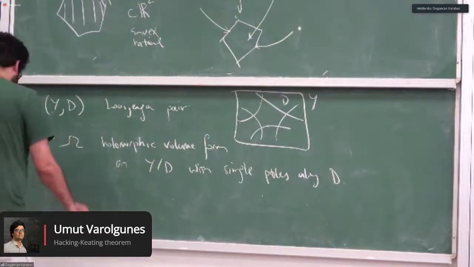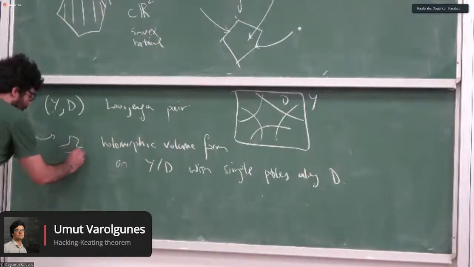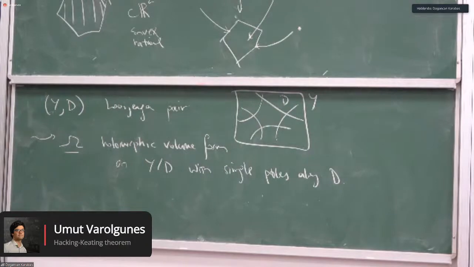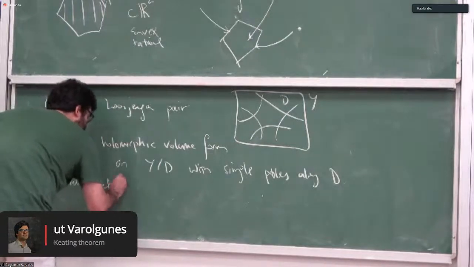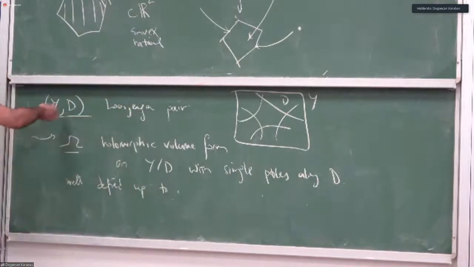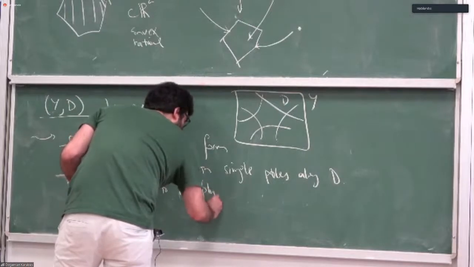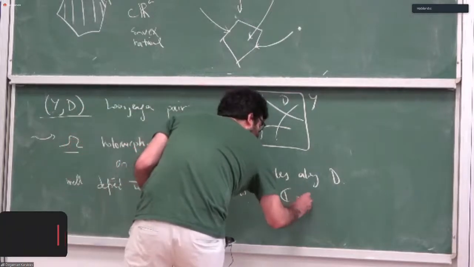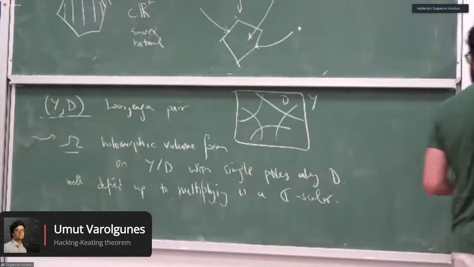Okay, so that's one thing we can do. So we automatically have a holomorphic volume form. And remember also that this holomorphic volume form is well defined up to multiplication by a non-zero complex number. By well defined, I mean that from Y, D being a Looijenga pair, you immediately obtain the structure up to multiplying with a scalar. Okay, so that's almost a canonical choice.